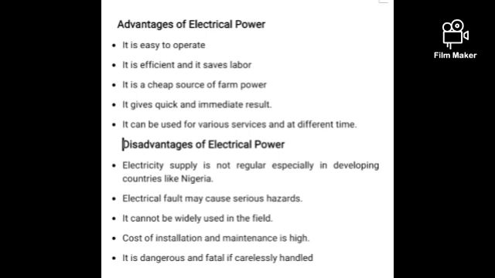Advantages of electrical power: it is easy to operate. It is a very cheap source of farm power. It gives quick and immediate results. Disadvantages of electrical power: electrical faults may cause serious hazard. It cannot be widely used in the field. Electricity supply is not regular, especially in developing countries like Nigeria.